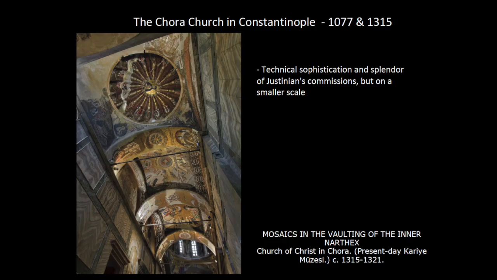Chora Church in Constantinople was built originally in 1077 and renovated and restored in 1321 to 1350 by Theodore Metochites, a humanist poet and scientist and the administrator of the imperial treasury at Constantinople. A renovation of the earlier church to rival those by Justinian, like the Hagia Sophia. The Chora Church has the same technical sophistication and splendor of Justinian's commissions, but on a smaller scale.